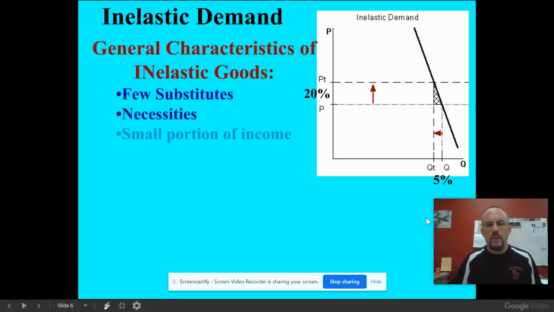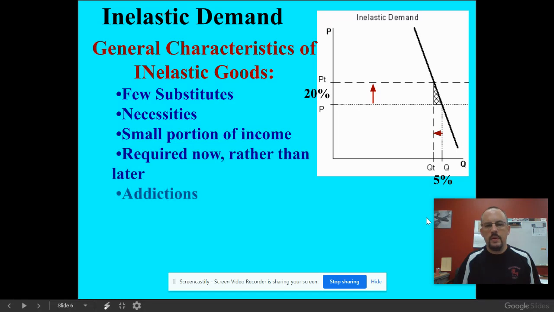And here's the main idea with this too. What types of things have inelastic demand? One, if there are no substitutes or very few substitutes, like gasoline, I can't replace it with anything. Diapers, hard to replace. When my little brother was a baby, they tried cloth diapers. That was no fun. Addictions, if you're addicted to cigarettes or alcohol or meth, that becomes a priority.